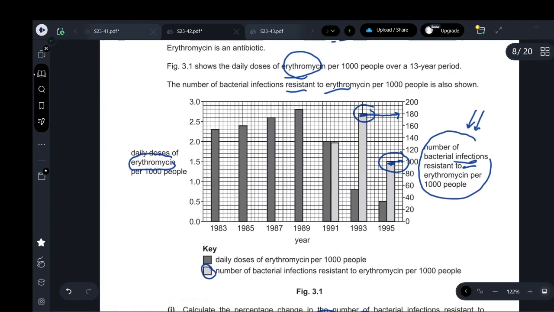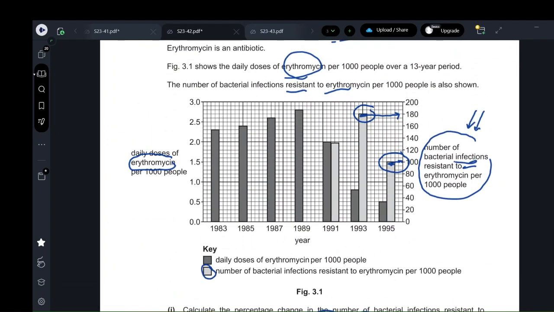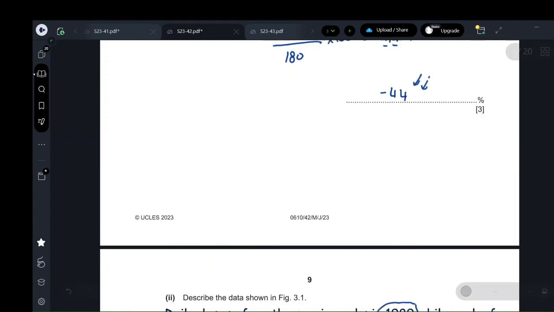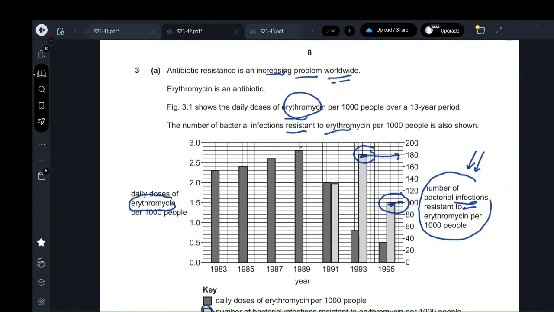Describe the data. How do I describe the numbers? You have two sets of data. You have the doses of the erythromycin and you have the bacterial infections. What can I say? The doses of erythromycin peaks in 1989, while the peak in the infection was in 1993. This is the peak for the doses of antibiotic, and this is the peak for the resistant bacteria.